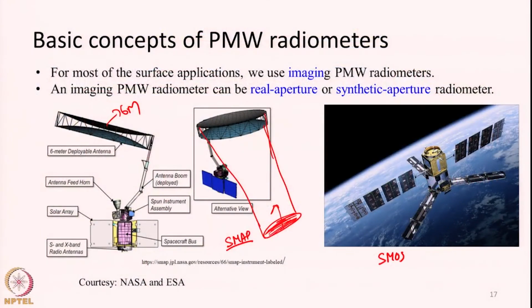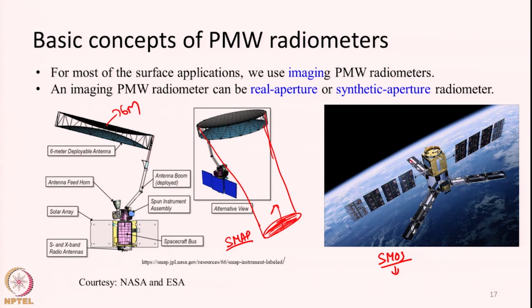So, this is one very simple example of how energy is being collected by passive microwave radiometers. This is an example of a real aperture radiometer which is being employed by the satellite called SMAP. There is another way, the synthetic aperture radiometer, where there will not be physical movement. One very good example of a synthetic aperture radiometer is SMOS, another satellite that is there in space to observe soil moisture and ocean salinity.